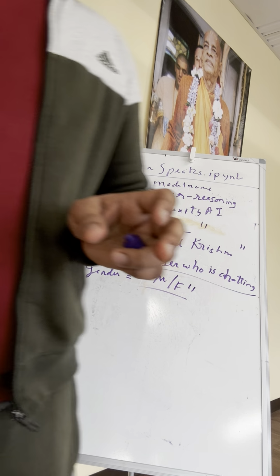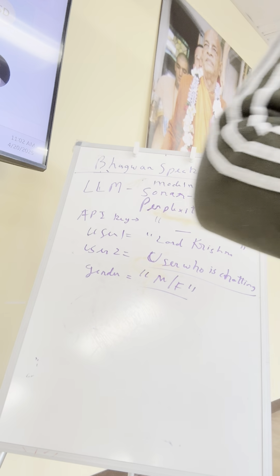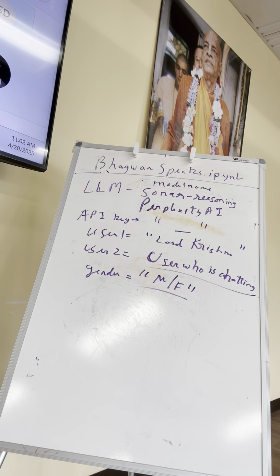So everyone is able to run the code, right? One question: where do I see the model in Perplexity? Supported models. Sonar Pro and Sonar.